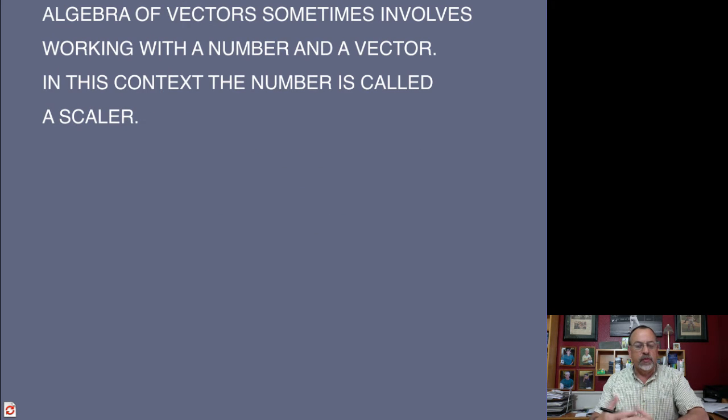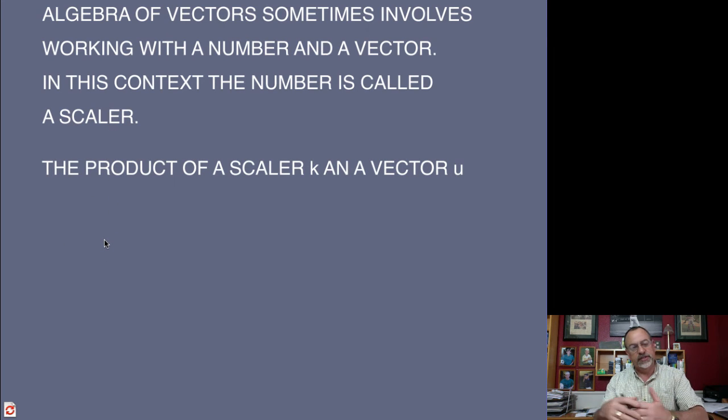Another type of arithmetic that will involve vectors is multiplying the vector by a number. Now, when we do this, that number is called a scalar. So a scalar is simply a number that you're going to multiply a vector by. And in order to multiply by a scalar, it's kind of like the distributive property. You simply multiply each component by the scalar.